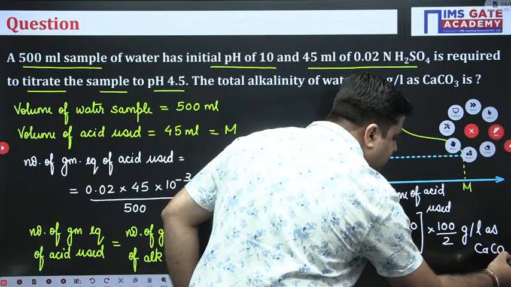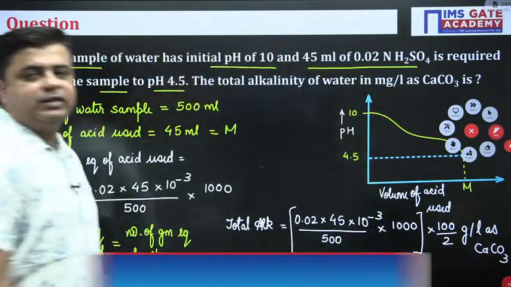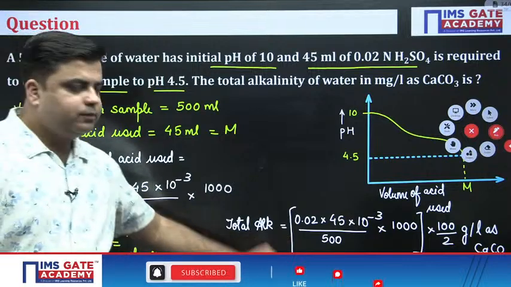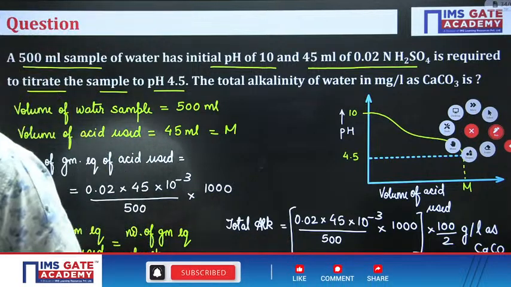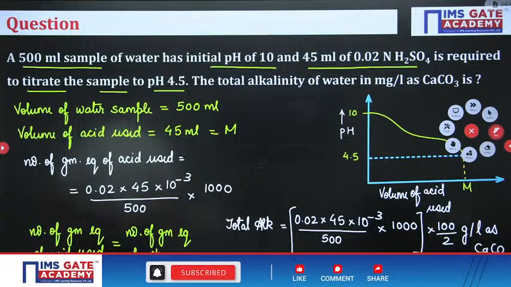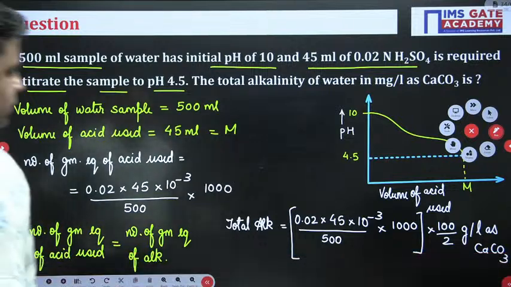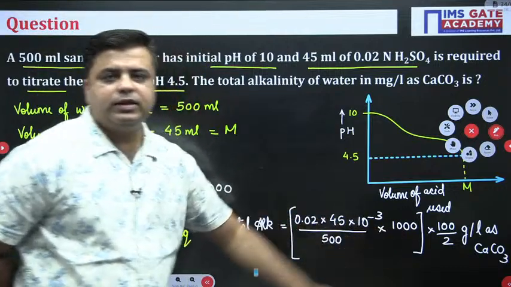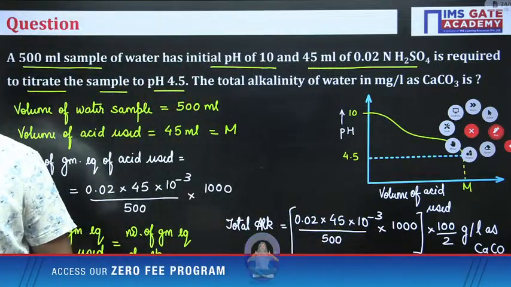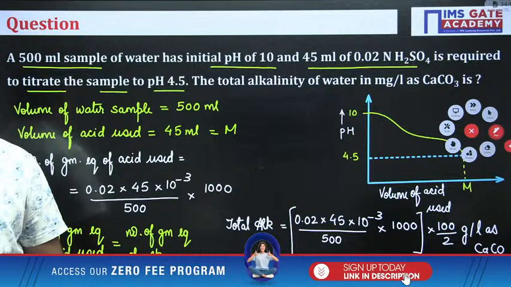Get me the concentration in milligram per liter as CaCO3. Please solve this. Kirti is saying 90 milligram per liter. Very good. So just solve this and get me the answer in milligram per liter as CaCO3.